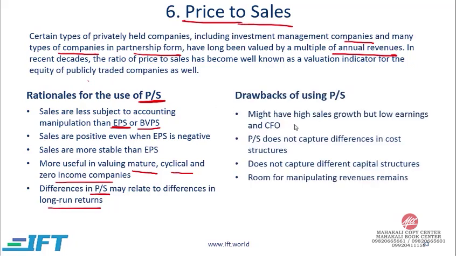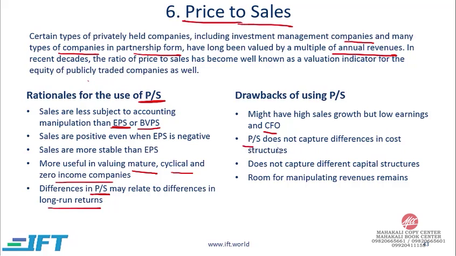Might have high sales growth but low earnings and CFO. This connects with FRA, like so many other things in this reading. You might have a company that is doing overly aggressive revenue recognition. Will the sales numbers be going up? Yes. And maybe earnings and CFO might not be going up.